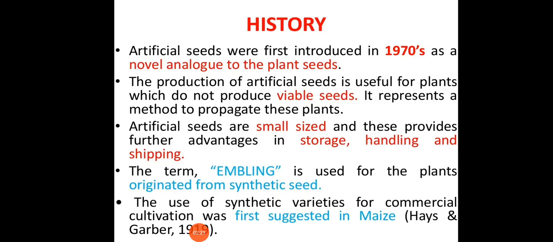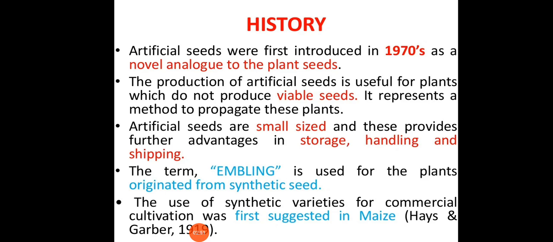Going to the history, artificial seeds were first introduced in the 1970s as a novel analog to plant seeds. Before the 1970s, nobody had introduced this type of seed. The production of artificial seeds is useful for plants which do not produce viable seeds. It represents a method to propagate these plants.